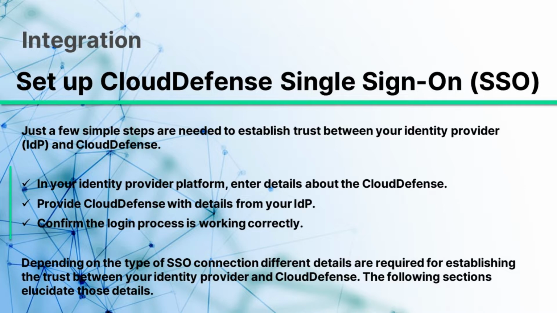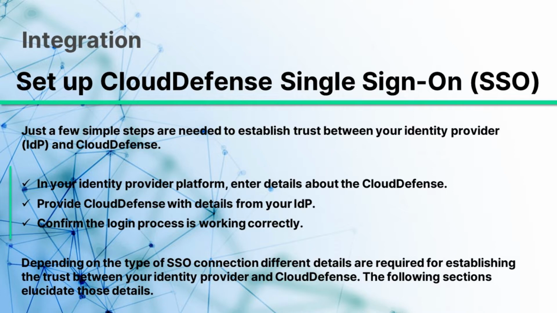The information you need to establish trust between Cloud Defense and the identity provider depends on which type of SSO you are using. Just a few simple steps are needed to establish trust between your identity provider, IDP, and Cloud Defense. In your identity provider platform, enter details about the Cloud Defense. Provide Cloud Defense with details from your IDP. Confirm the login process is working correctly.